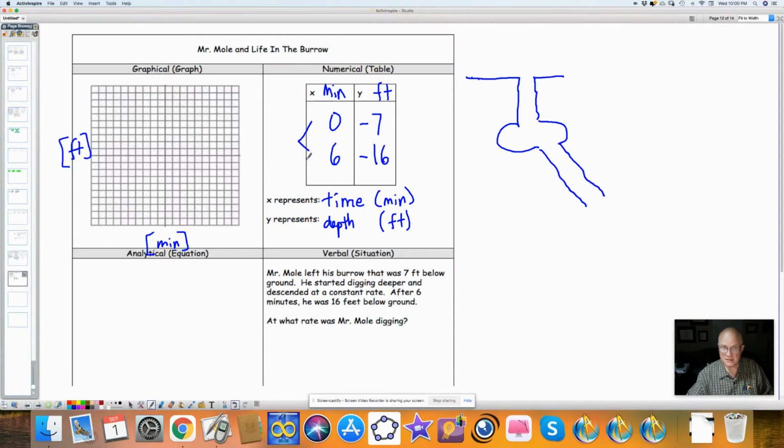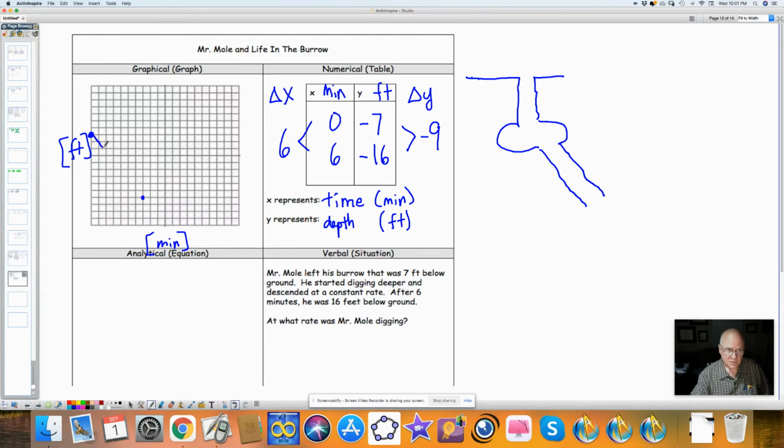What's my delta x here? 6. What's my delta y? My change in the y direction. To go from -7 to -16, what is the change? We have to subtract 9. Now we know the y-intercept. We could go 0, 1, 2, 3, 4, 5, 6, 7. And then at 6 minutes, 1, 2, 3, 4, 5, 6. He's going to be at -16, which is right here.